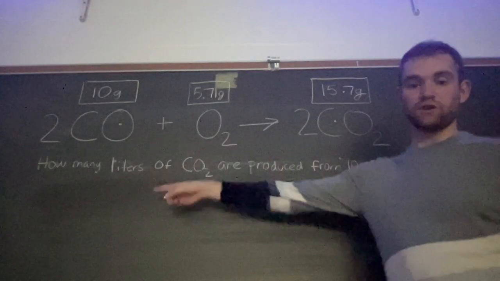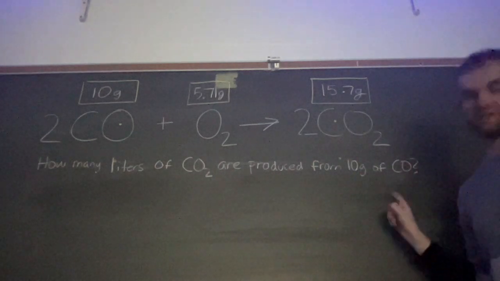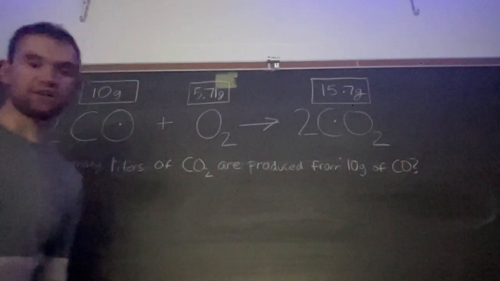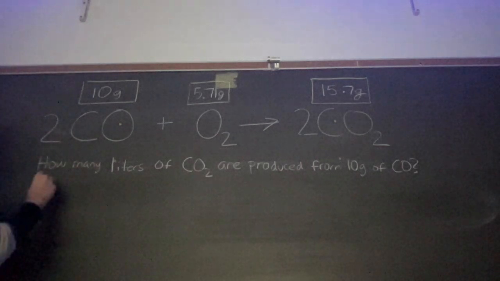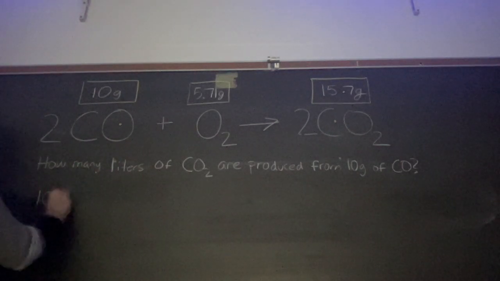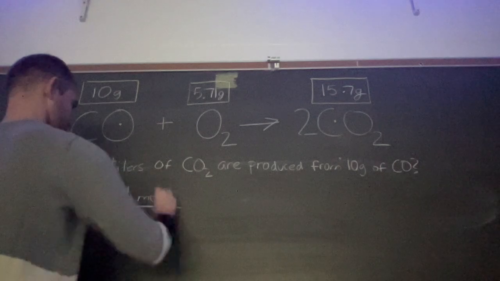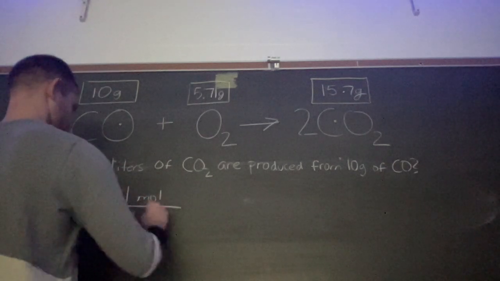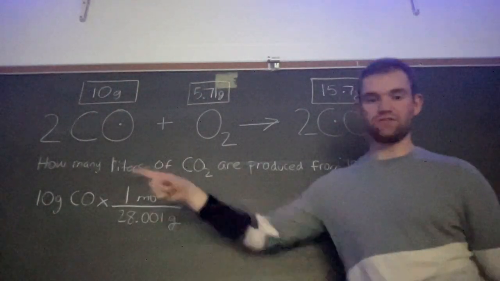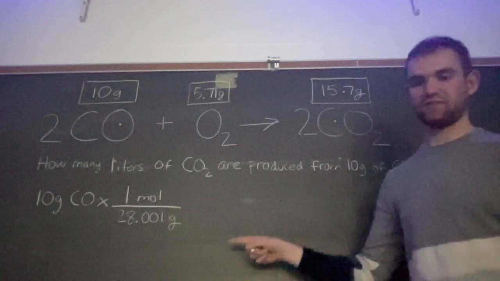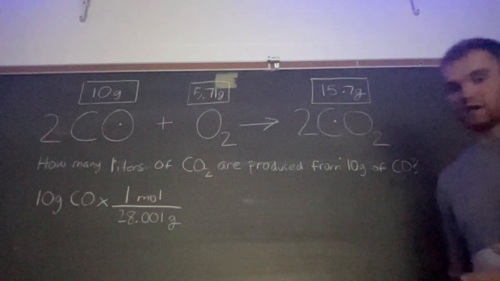Okay, everyone, now we're going to go to liters. So I want to know how many liters of CO2 are produced from our 10 grams of CO. So really, really fast, let's start the exact same way as last time. What did I just do here? I took the grams of CO and made it into moles. So now that I'm at moles of CO, I can change my chemical to CO2.